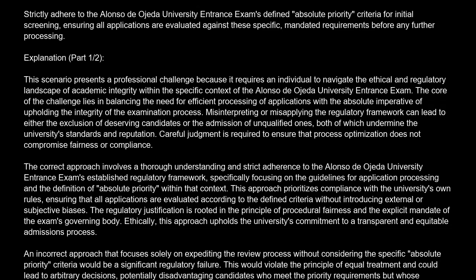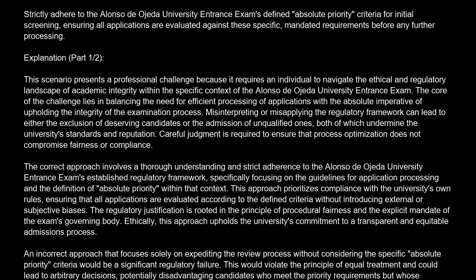The correct answer is C. Strictly adhere to the Alonso de Ojeda University entrance exam's defined absolute priority criteria for initial screening, ensuring all applications are evaluated against these specific, mandated requirements before any further processing.